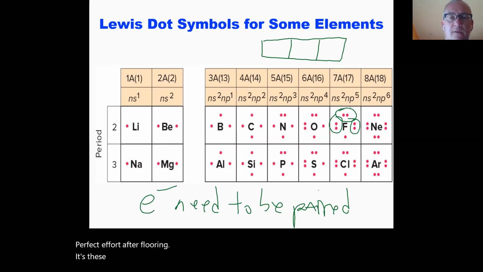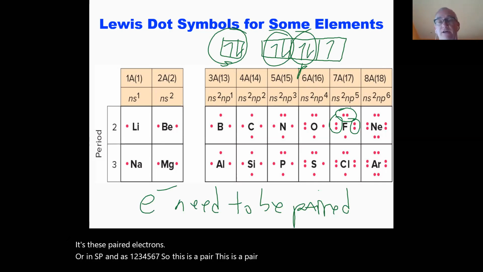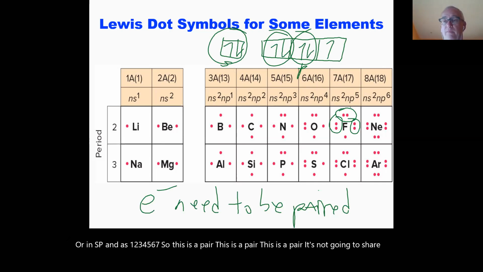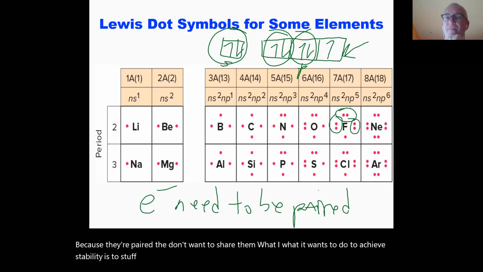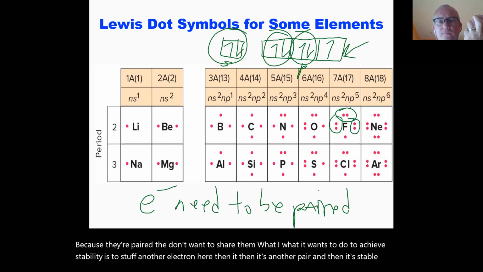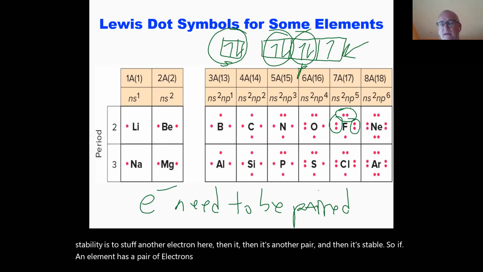paired electrons in S and P, and it has 1, 2, 3, 4, 5, 6, 7. So this is a pair, this is a pair, this is a pair. It's not going to share paired electrons because they're paired. Don't want to share them. What it wants to do to achieve stability is to stuff another electron here. Then it's another pair, and then it's stable. So if an element has a pair of electrons already paired in an orbital, it's not going to share them.